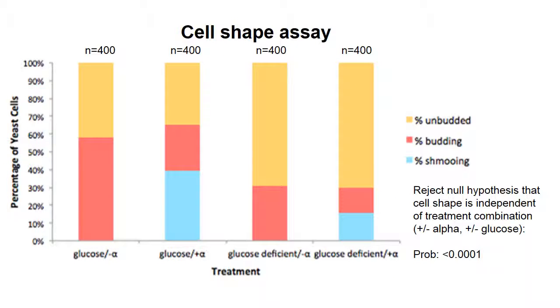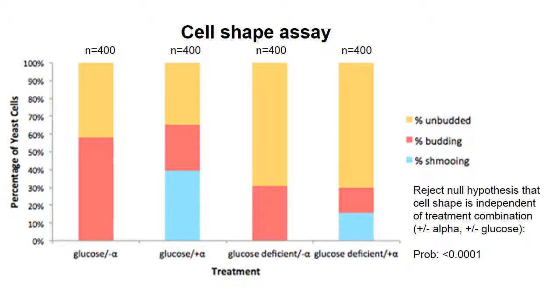Finally, we have our cell shape assay. On the y-axis is the percentage of yeast cells, and on the x-axis is our treatment groups. In yellow, we have our unbudded cells, in red are our budded cells, and in blue are the schmooing cells.